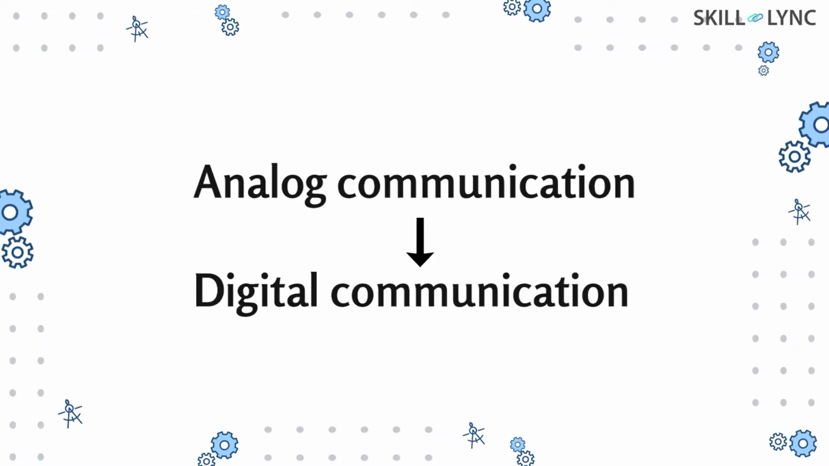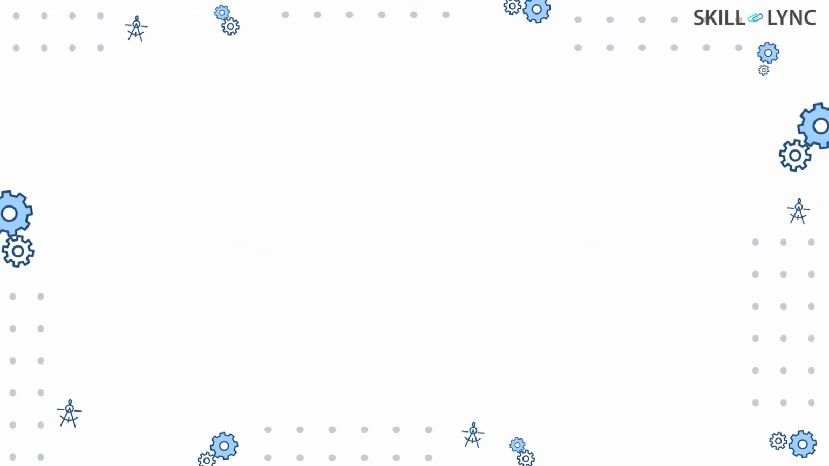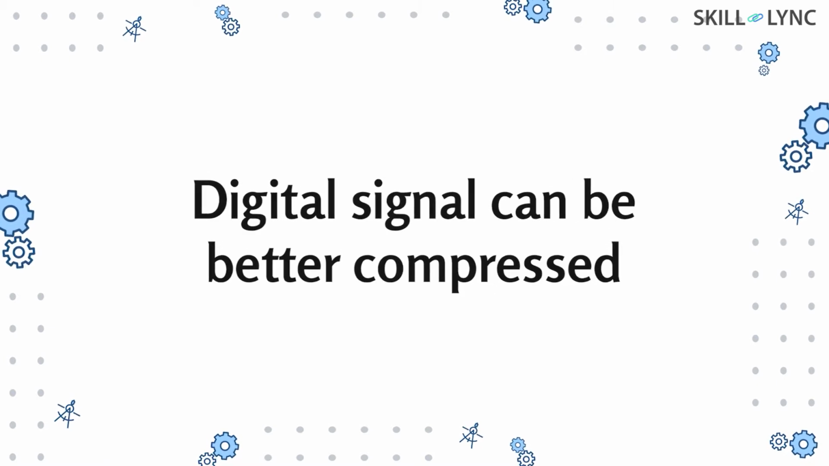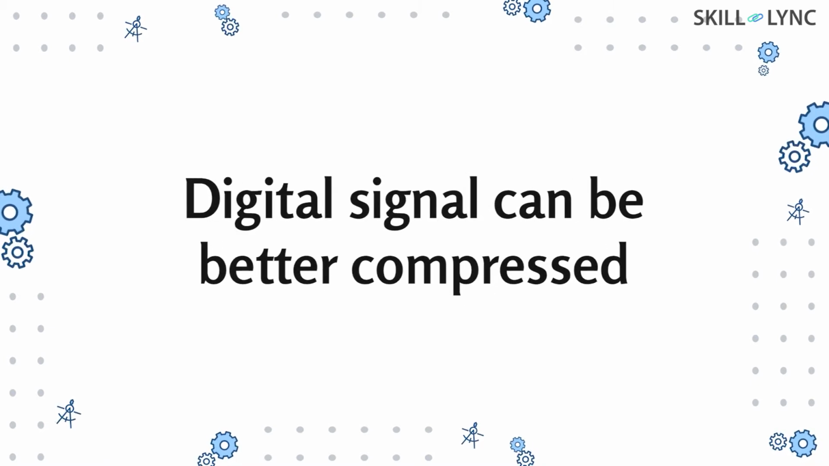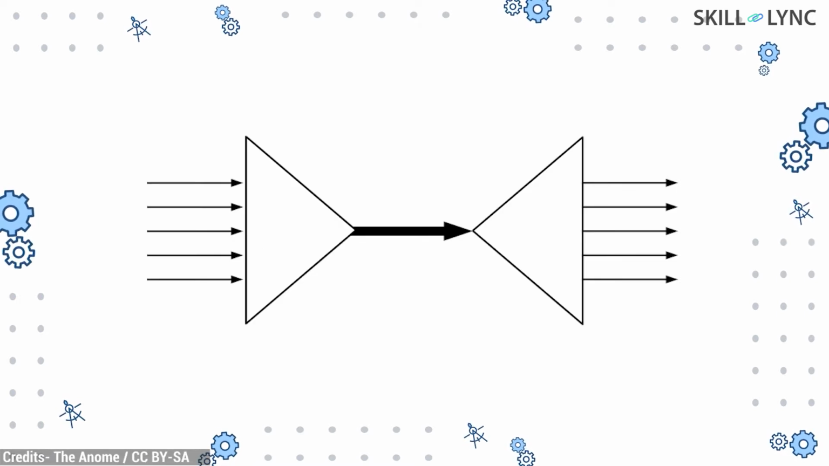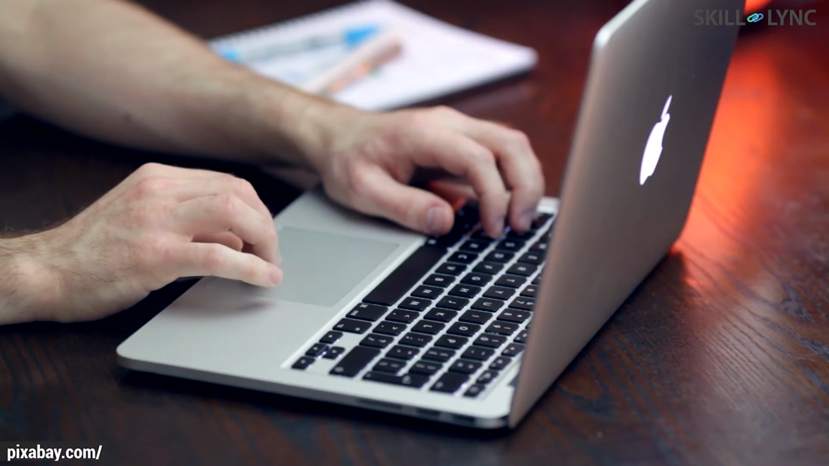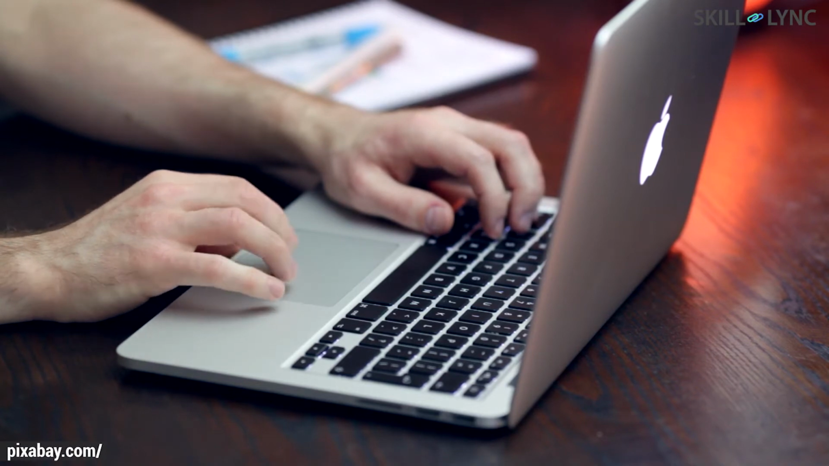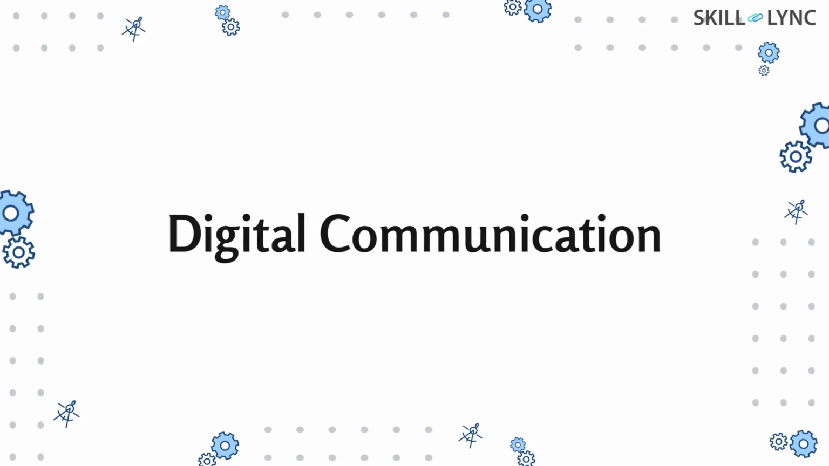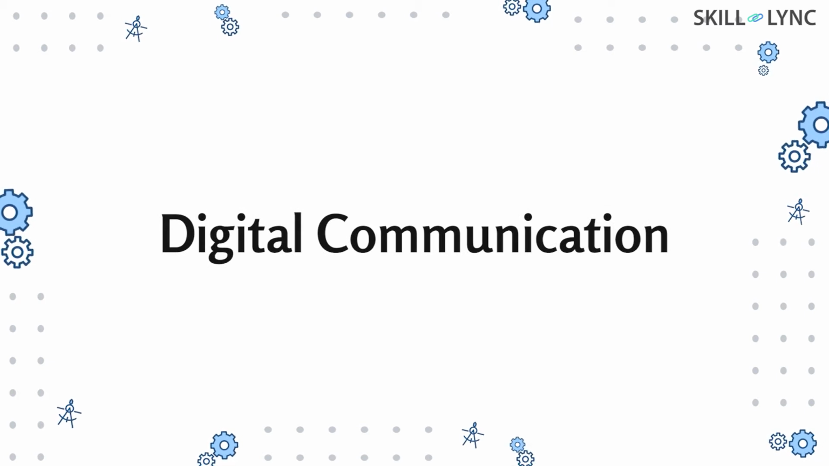The change from analog to digital communication was done because digital signals use packets of compressed data to send information. This was considered to be better than analog signals because these packets of data were considered to experience less interference in the received signal. Digital communication plays a very vital role in our lives today. In this video, we'll be learning about how digital communication takes place.